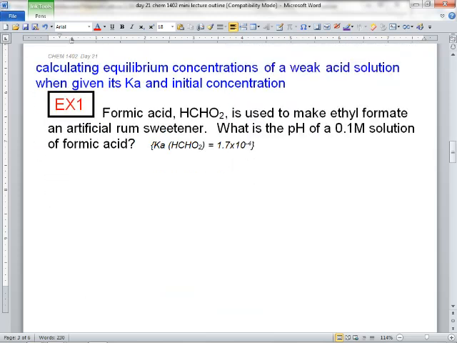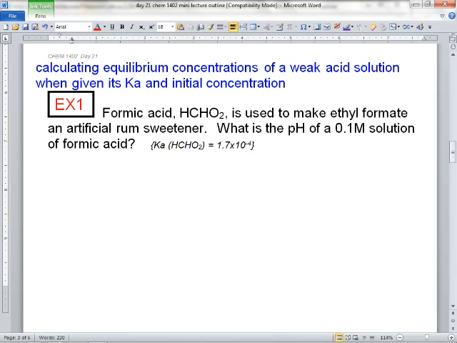Okay. So now we can kind of get into the whole meat of this discussion. We want to get all the equilibrium concentrations of a weak acid solution. And they have to give us the Ka and the initial concentration. It's pretty much the name of the game. And in this case, we're messing with formic acid. It's used to make ethyl formate and artificial rum sweeteners, but I guess. What's the pH of a 0.1 molar solution of formic acid?